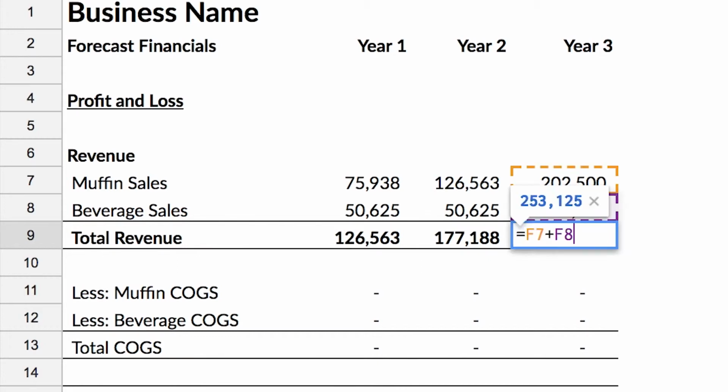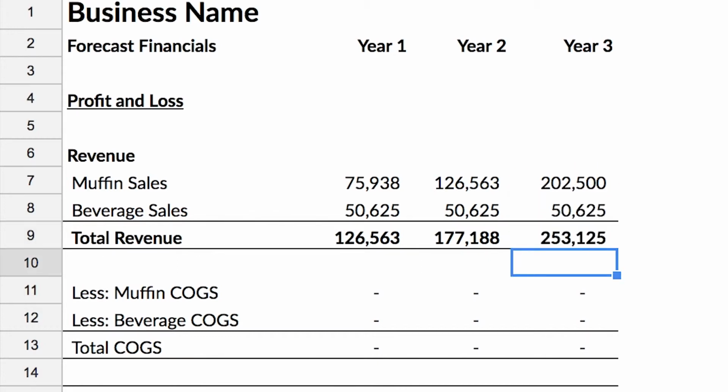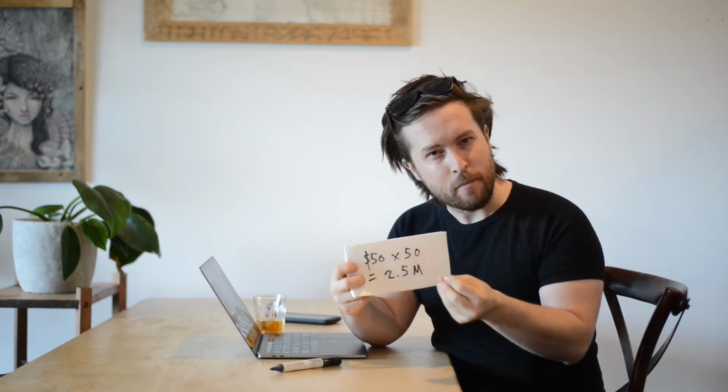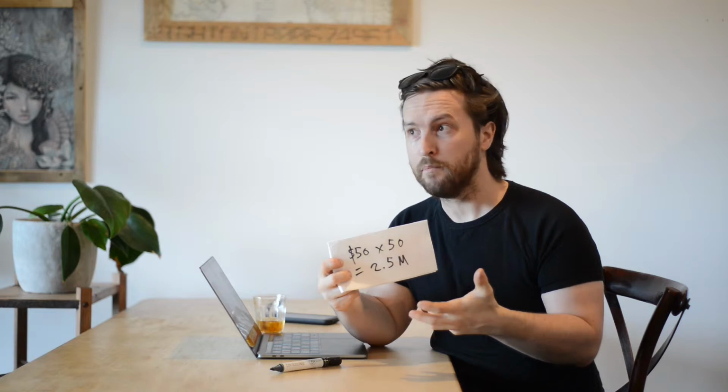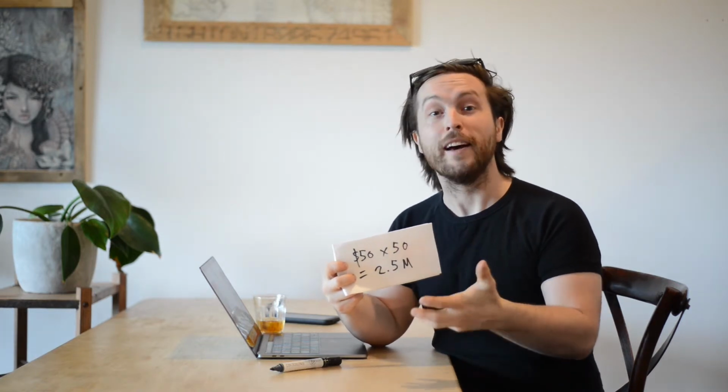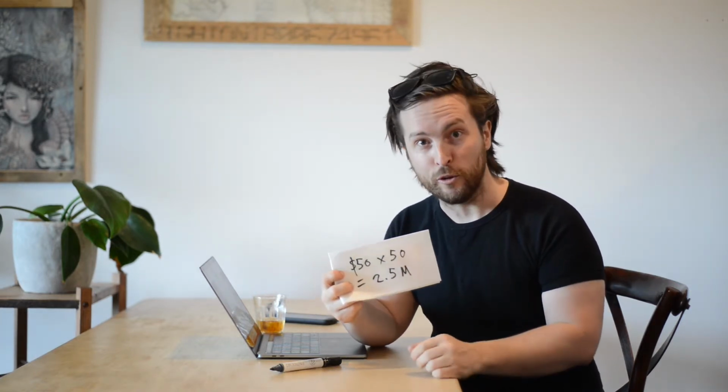And you can copy that formula over for years 2 and 3. It's the exact same formula. So we've broken down our assumptions into how much we can sell something for, how many times we'll sell it per week or month, and totaled all that up into a yearly revenue total.